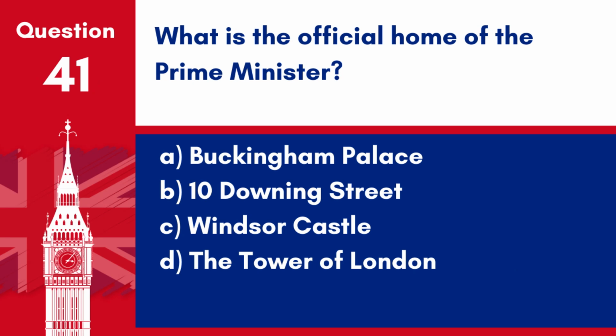Question 41. What is the official home of the Prime Minister? A. Buckingham Palace. B. 10 Downing Street. C. Windsor Castle. D. The Tower of London. Answer B. 10 Downing Street. The official residence of the Prime Minister of the United Kingdom is 10 Downing Street in London.